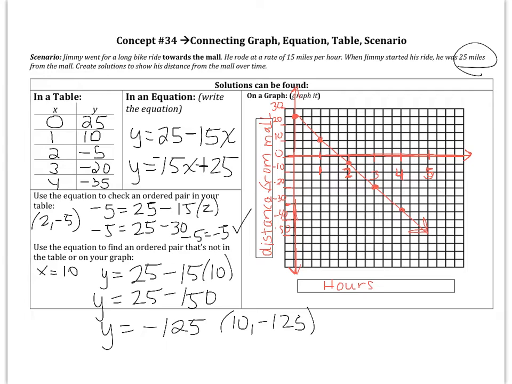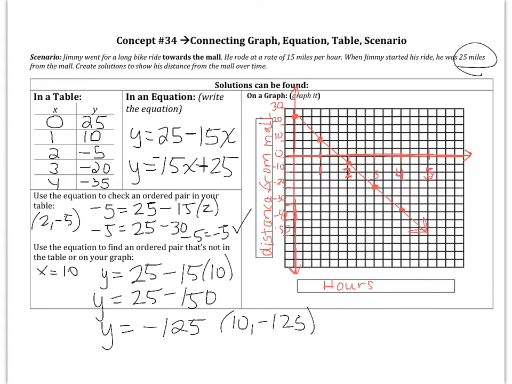Alright, so in order to check an ordered pair, I just picked one of these and I plugged it in. I picked 2, -5. I put 2 in for x into my equation, and I put -5 in for y, and I just double checked to make sure it made sense. Here, for any ordered pair that's not in your table or graph, I just picked a value for x and plugged it into my equation, and I picked 10 and I got -125.